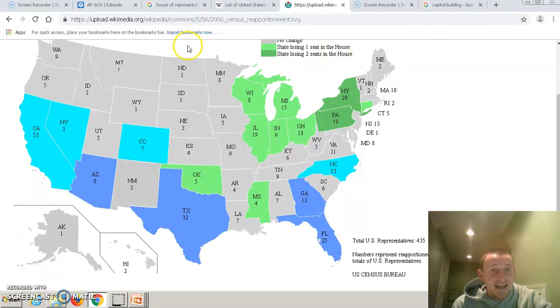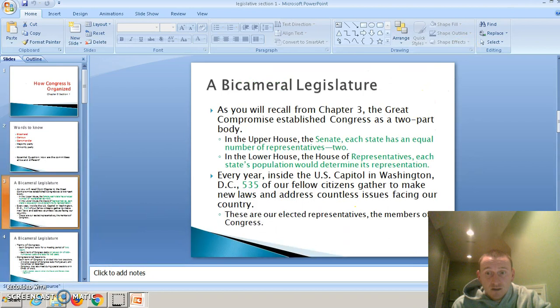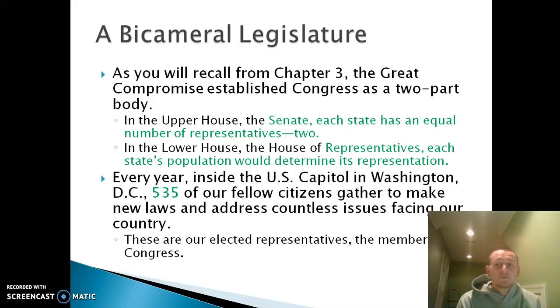They represent their state. Each state is guaranteed 1. Look at Montana. Look at North Dakota. You're guaranteed 1. Alaska, Hawaii. Each state is guaranteed 1 no matter what. So 435 is based on your state's population. If I ask you how many people make up all of Congress, that means the Senate, which is 100, plus the House of Representatives, which is 435. 435 plus 100 equals 535. There are 535 people that make up our Capitol building, known as our Congress.